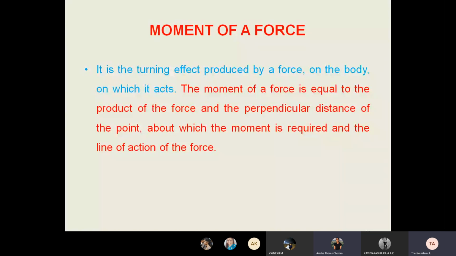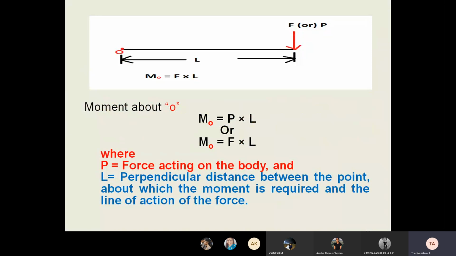Moment of a force means turning effect. It is a turning effect produced by a force on the body on which it acts. The moment of a force is equal to the product of force and the perpendicular distance of the point about which the moment is required, to the line of action of the force. See, understand the diagram. Here one beam is there, on the line I marked O. From O, take one steel bar. I apply force at the end. The distance between the applied force and point O is L.